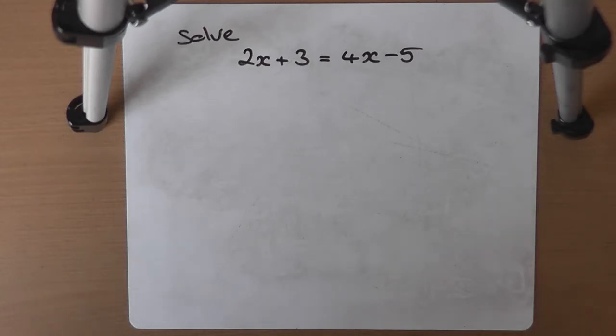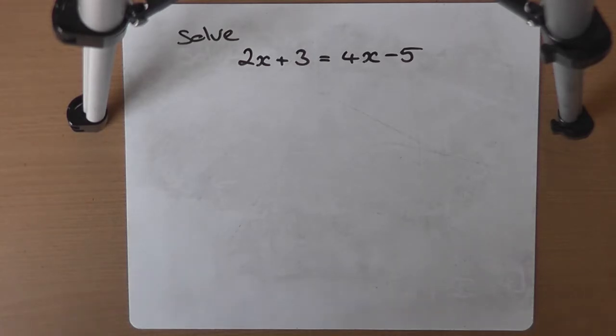Solve 2x plus 3 equals 4x minus 5. So we've got this familiar word here, solve. And we know that solve means work out the number that the unknown letter, x in this case, is code for. So our very final answer for this question should be x equals a particular number.